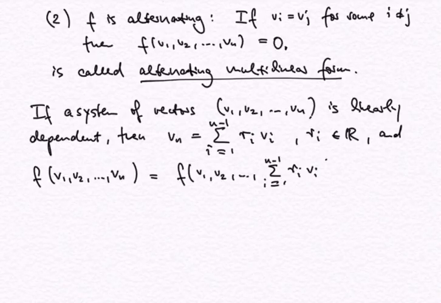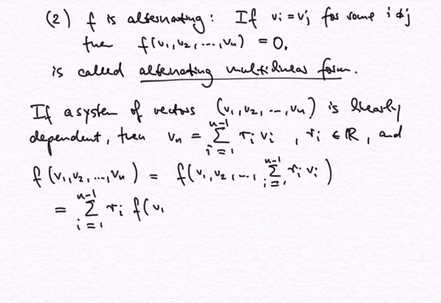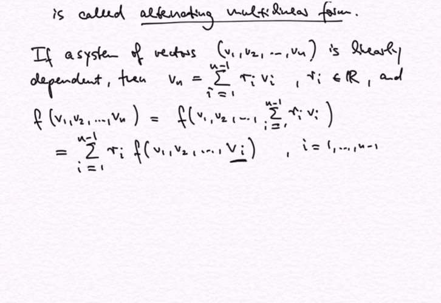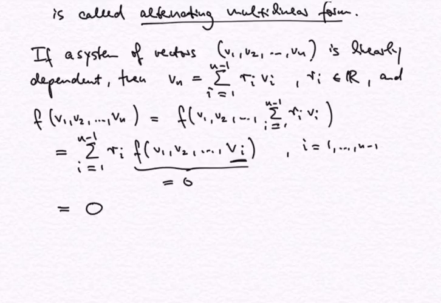And then I can apply linearity in the last argument here. So I get that this is the linear combination of the function values weighted by the r_i. But what are the function values? Well, now I get the vi here for i from 1 through n minus 1. And this means that I'm only repeating in the last entry the first n minus 1. So for each single one of these terms, there's a repeated vector in the form. And then by alternation, this means that this is all zero. So this means that the alternating multilinear form on a linearly dependent set of vectors is equal to zero.